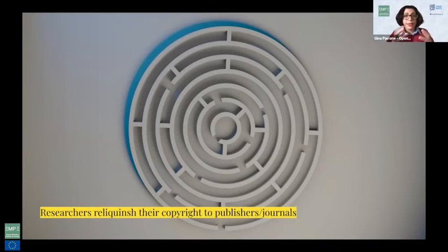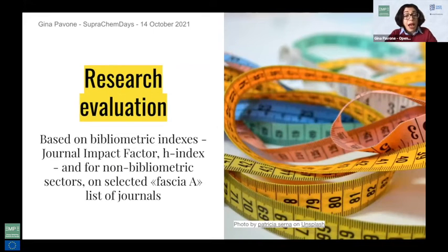And this means that they are not free anymore to share their results with who they want. Another aspect that open science is trying to face is research evaluation. Actually, research evaluation is based on bibliometric indexes like the Journal Impact Factor or H-index, or a selection of journals, or a particular list of journals for non-bibliometric sectors.